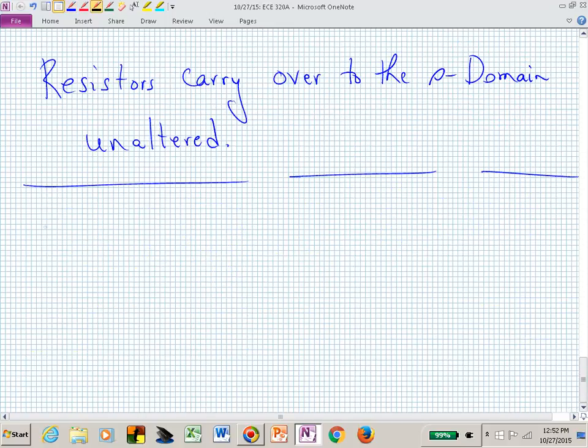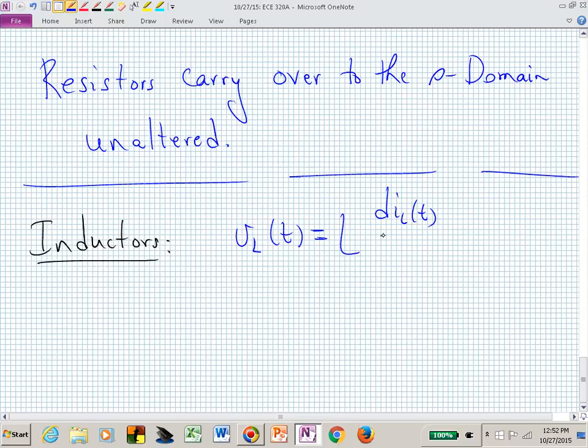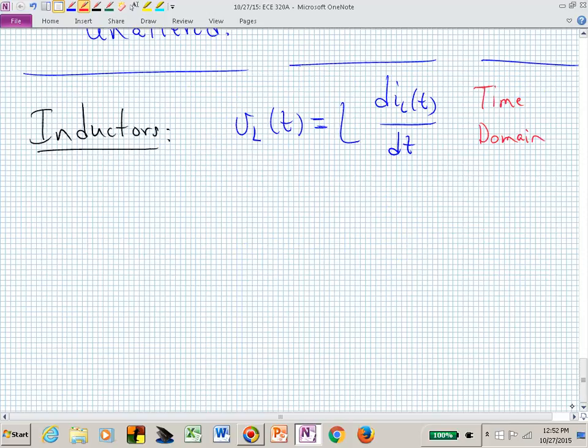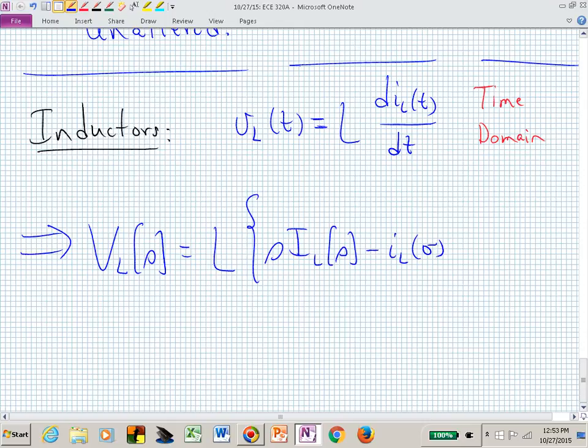Now, what about the inductors? Now we have ELI. And ELI gives us that the voltage across that inductor is proportional to the time rate of change of the current through that inductor. And just like we did with the capacitor, we can Laplace transform that. And we have V sub L of S is equal to L times S I sub L of S minus I sub L of 0 minus, which if we separate that into the two pieces, we have SL, there's our impedance of the inductor, minus L I sub L of 0 minus.